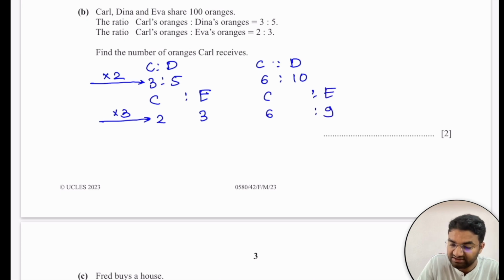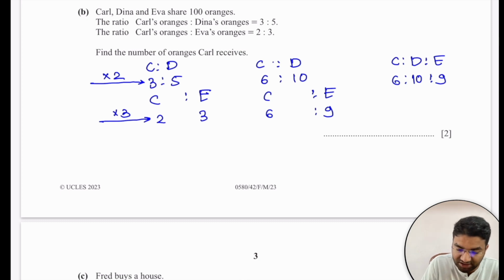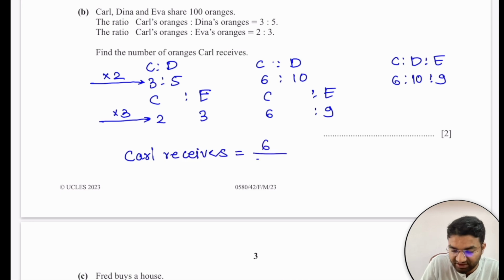You will get, means ultimately you got here, you can see C, you got Curl's ratio as 6. It means C : D : E you can write as 6:10:9. Fine. Now you can calculate easily how many oranges Curl's got or received, which is equal to 6 over (6 plus 10 plus 9) total, times 100, which will be equal to just 24. Fine. And this is the answer.